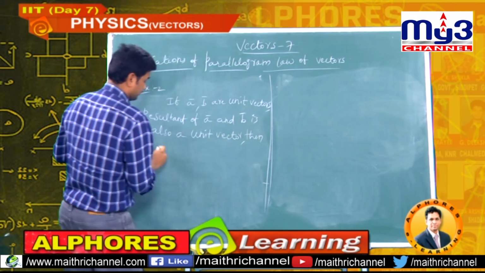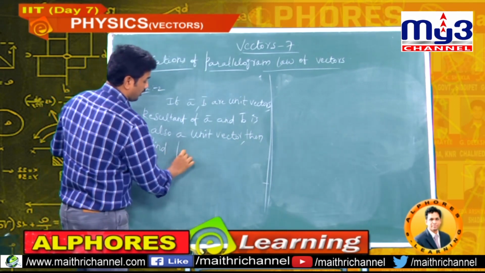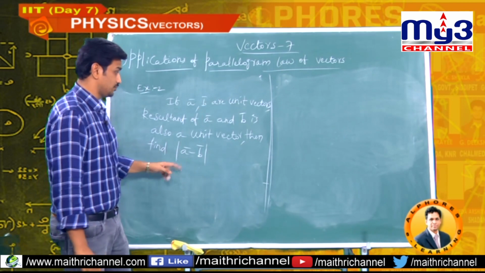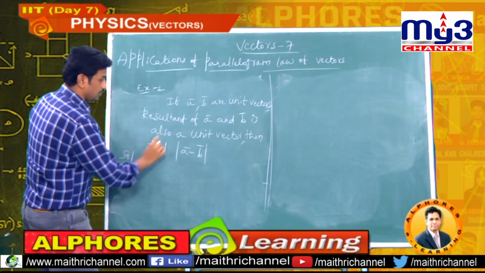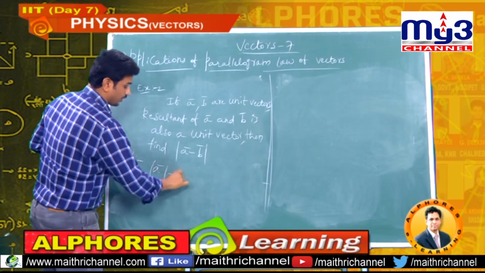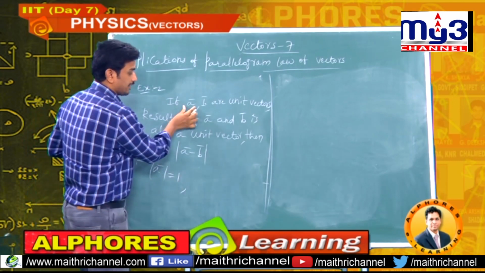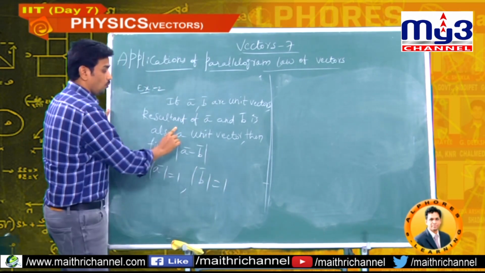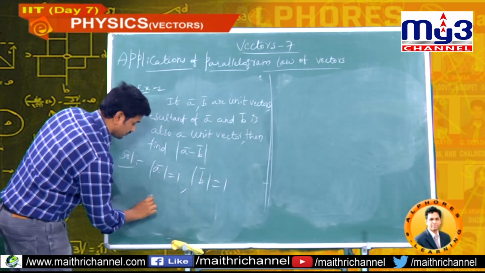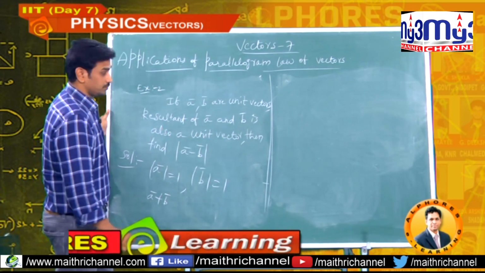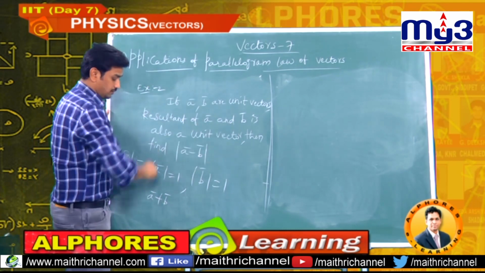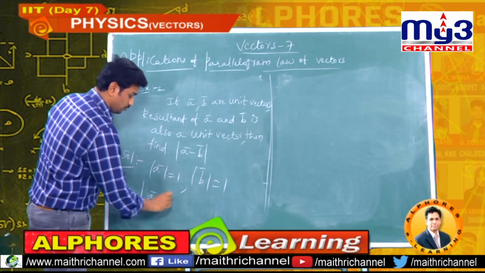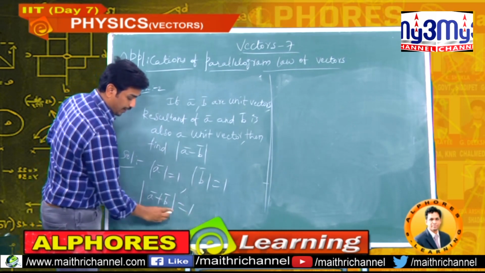Then find mod a bar minus b bar. This is what they are asking, and this we should calculate. Now according to the question, a bar is a unit vector, so mod a bar is 1 because unit vector magnitude is 1. B bar is also a unit vector, so the magnitude of b bar is also 1. What is the resultant of a bar and b bar? A bar plus b bar. This also acts like a unit vector, so the magnitude of this is also 1.